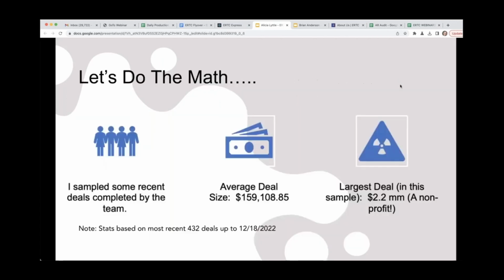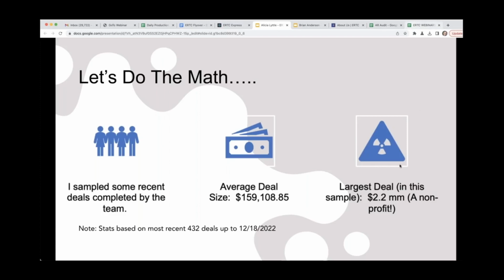So let's do some math. So I made this slide apparently on December 18th. I should redo the slide. I sampled 432 recent deals. I mean, we've done thousands and thousands of deals. So I sampled some recent deals. The average money back to the business over this sample group was $159,108.85. Now, I want you to imagine if somebody helped you get $159,000, you're going to be pretty happy. Can we all agree? You're going to be pretty happy if you were the business owner.